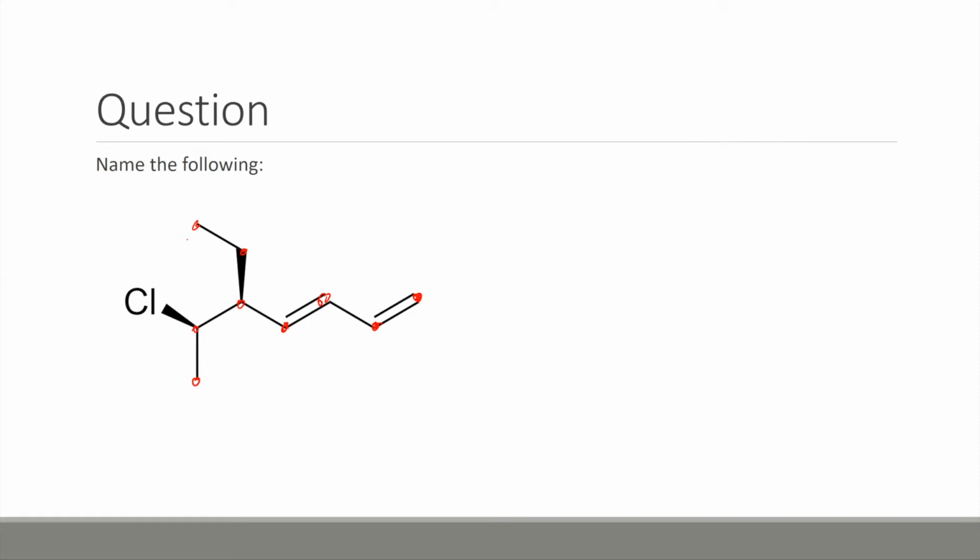If I want to pick now which direction I go, I'm going to pick the way that also includes our halide, our chlorine. So this is the longest chain that includes the double bonds in particular, but also our halide. Okay, it's 7 long, as we just saw. So this would be a hept. And we know that there are double bonds present. So it's going to have ene.